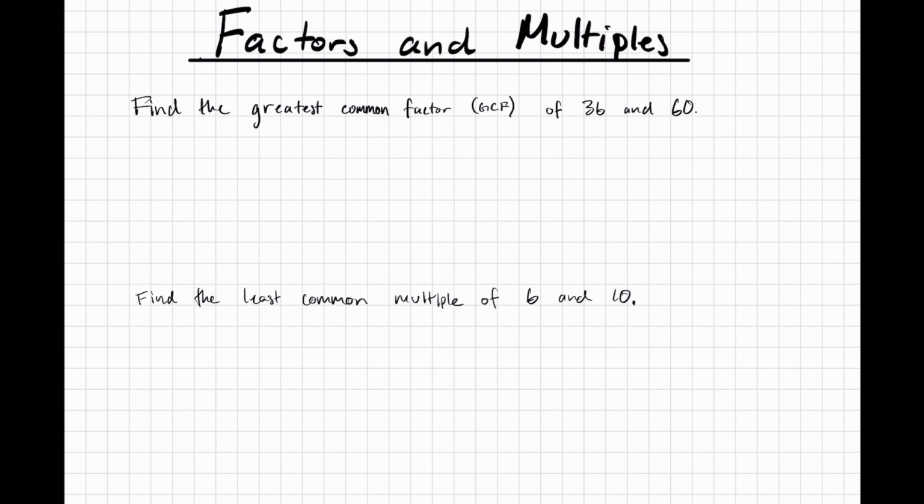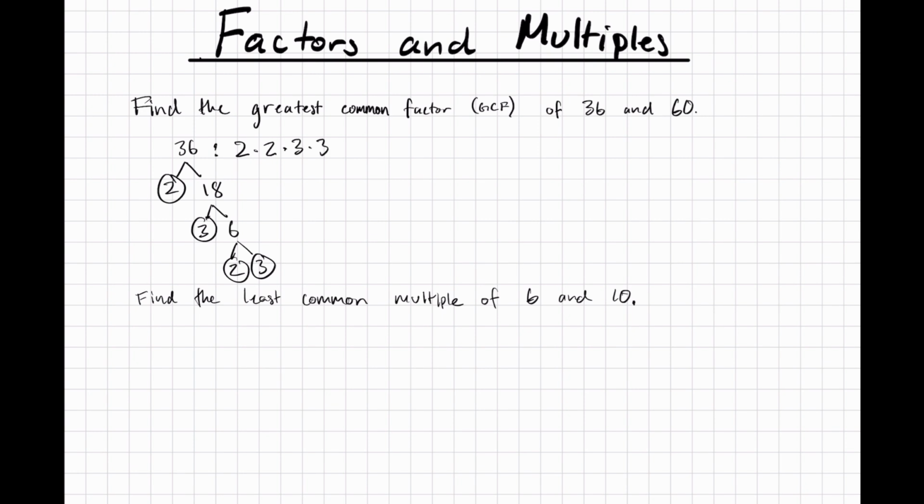36 and 60, GCF. So how are we going to do it? We're going to prime factorize 36 and 60. So 36 prime factorize, we're going to do a tree. 36 is 2 and 18. 2 is a prime number, so we circle it. 18 can break into 3 and 6. 3 is a prime number. 6 can break into 2 and 3. Those are all prime numbers. So 36 is just 2 times 2 times 3 times 3.